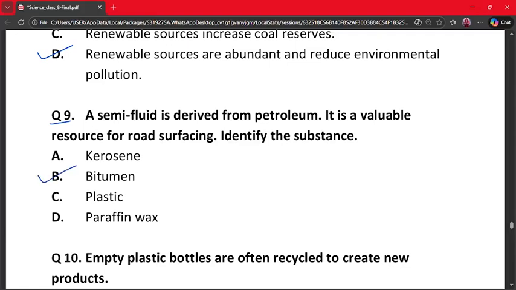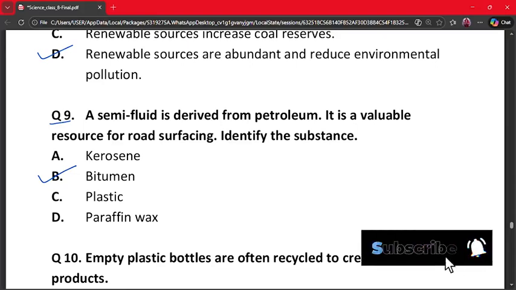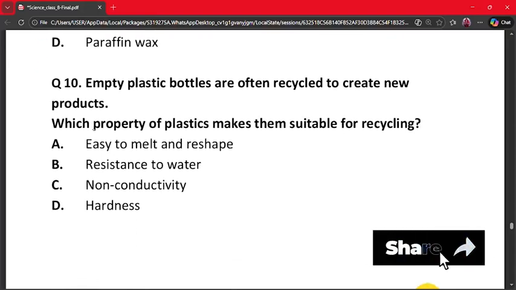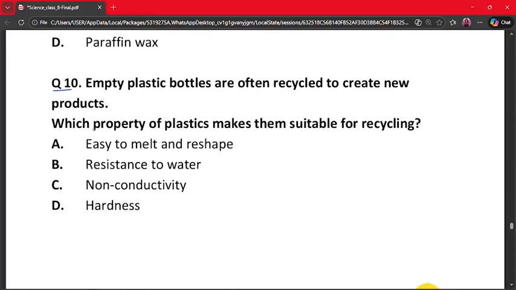So, bitumen is a semi-fluid product obtained from petroleum and it is commonly used for road surfacing. So, the correct answer here is bitumen. The next question is question number 10. Empty plastic bottles are often recycled to create new products.